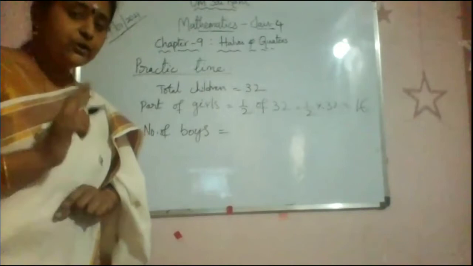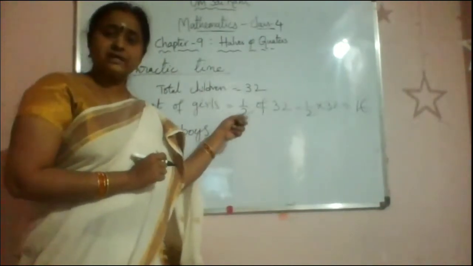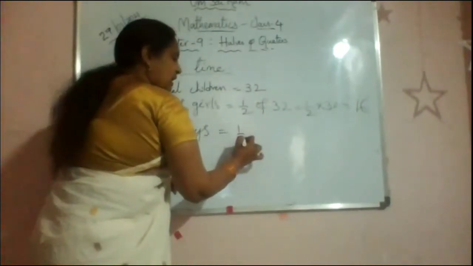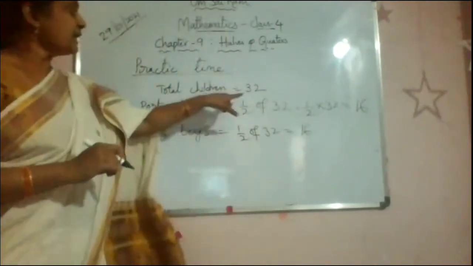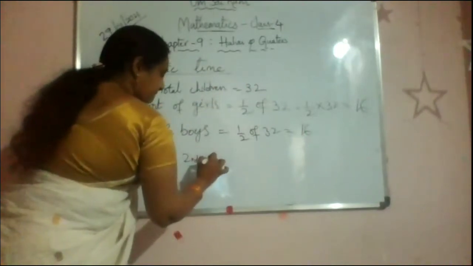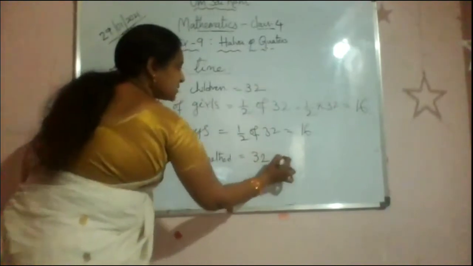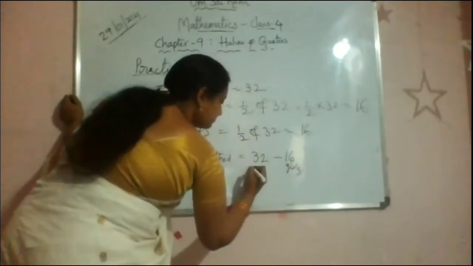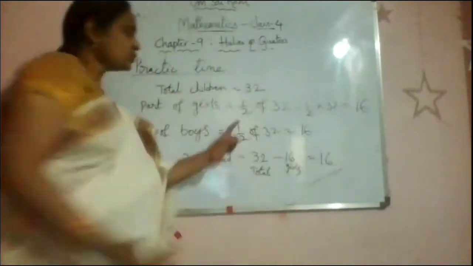Children, here we can do it in two methods. First method: as we know, half of them are girls, so the remaining half is boys. So we can find half of 32. This is one method. Otherwise, we know the total children is 32. That is the second method. From that 32, if we subtract girls, we will get boys. Is it clear? So you can do it in these two methods.